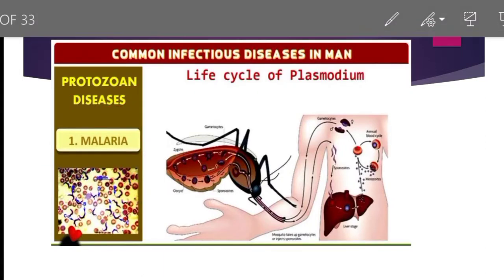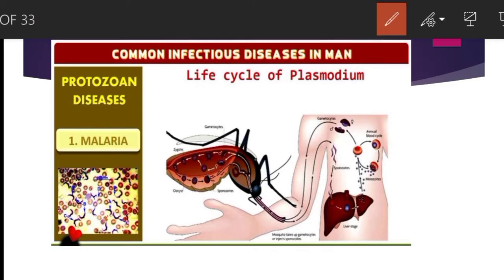Let us study the life cycle now. The Plasmodium enters the human body as sporozoite. In this diagram you can see when the mosquito bites, the sporozoites are released in the human body. The female Anopheles mosquito releases the sporozoites in the human body.